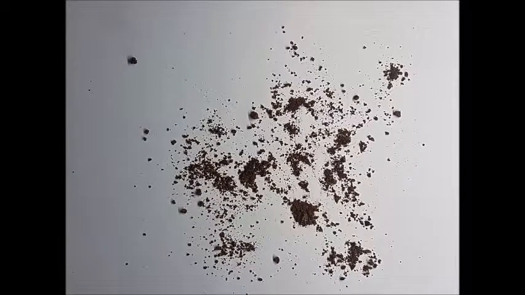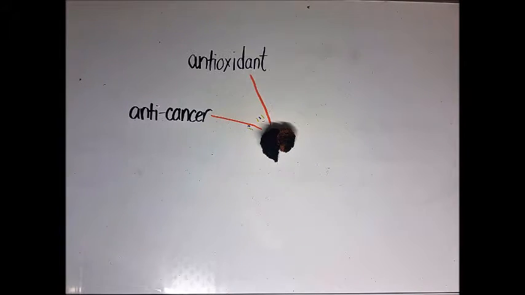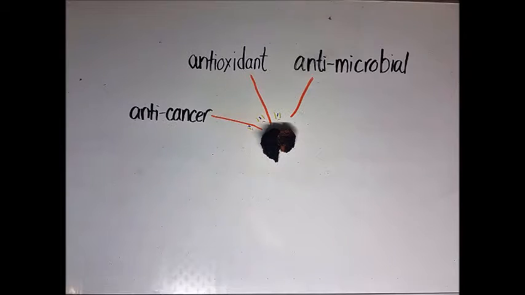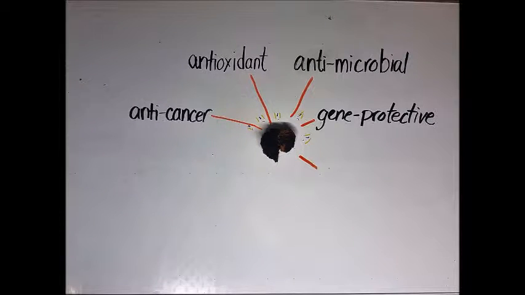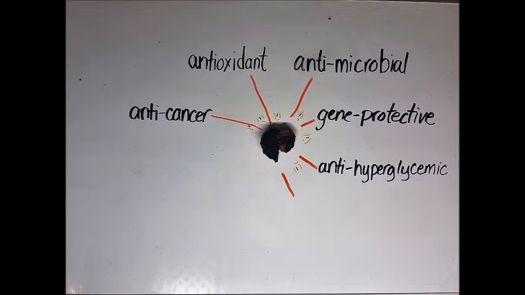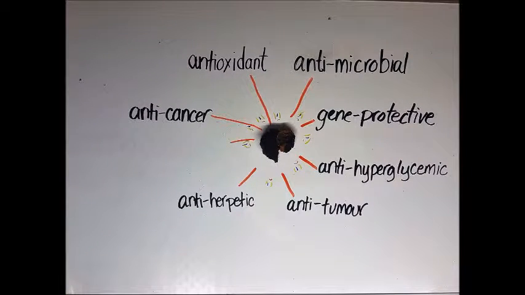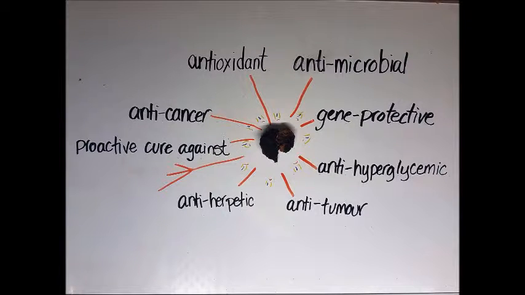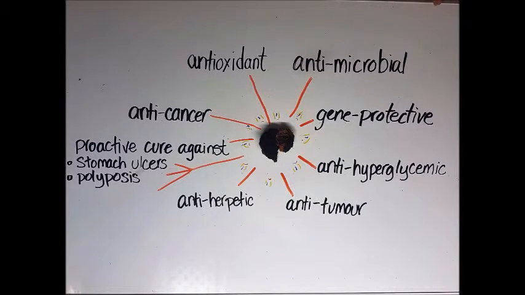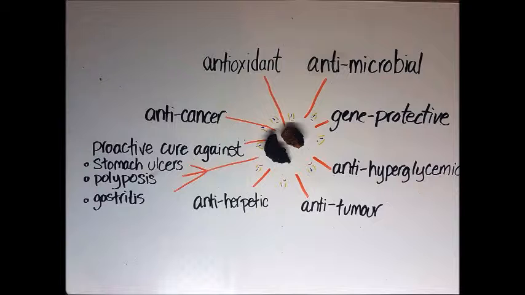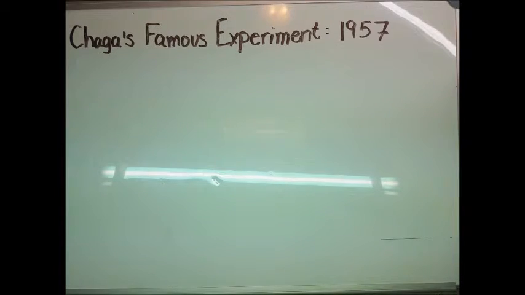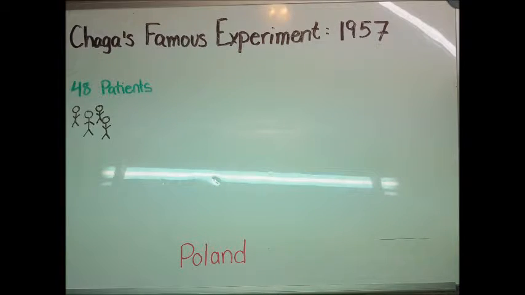Medicinal properties. Chaga mushroom in solution is claimed to have the following properties: anti-cancer, antioxidant, antimicrobial, gene protective, anti-hyperglycemic, anti-tumor, anti-herpetic, also a proactive cure against stomach ulcers, polyposis, and gastritis. Although not all these claims have scientific evidence to support them, chaga mushroom has prominent evidence to support its anti-inflammatory and anti-herpetic properties. One of the most famous studies done for chaga's medicinal properties was done back in 1957, seeing how it impacted cancer patients.